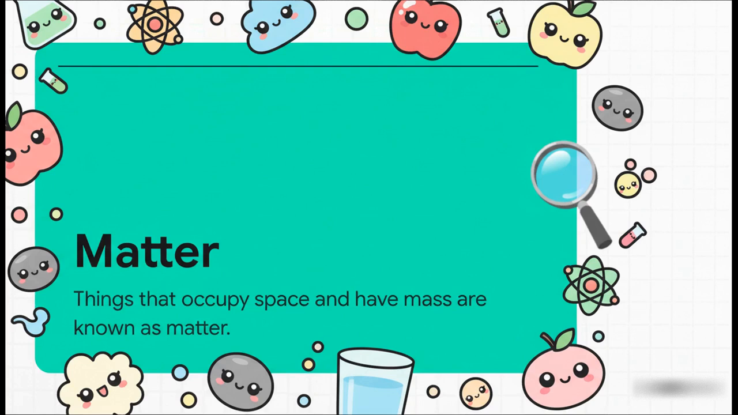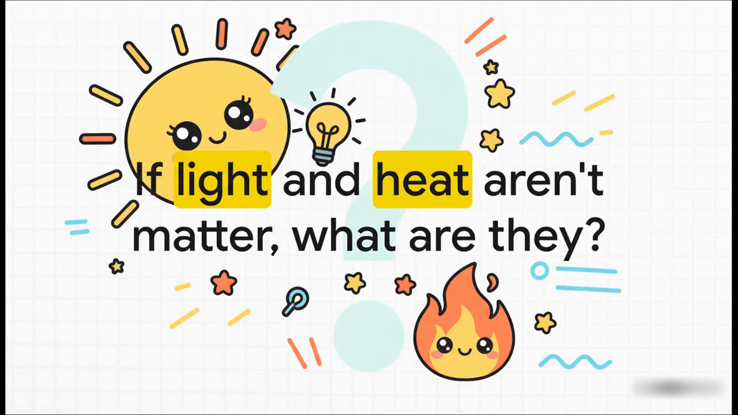That's it. From a gigantic star down to a single tiny atom, if it has mass and it takes up space, it's matter. And the cool part is, now you don't just know the definition, you actually understand why it's true. But that leaves us with one final, kind of mind-bending question.